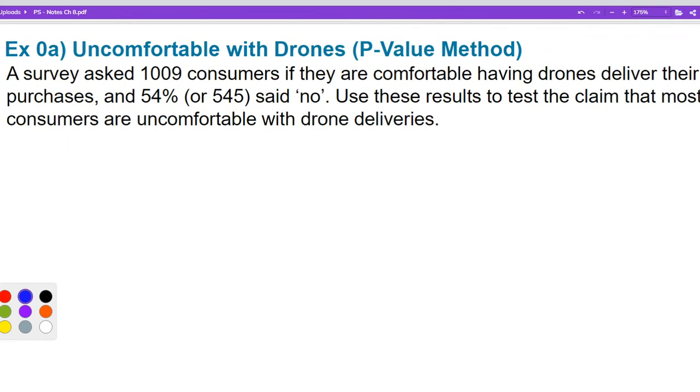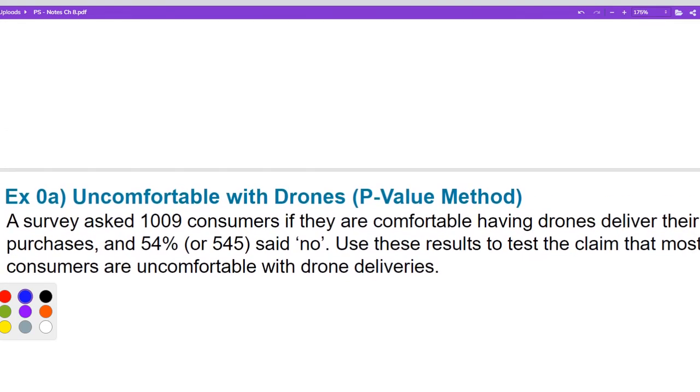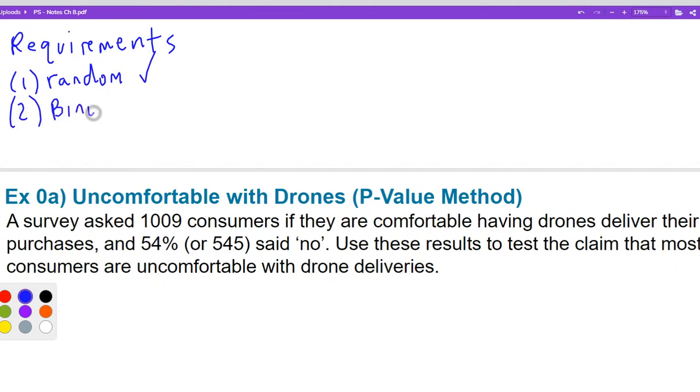Now, there's a requirement check, and you're not going to want to do it, but basically we're supposed to check the requirements each time. Requirement number 1 is it's got to be a random sample. And it is. Requirement number 2 is it has to be a binomial distribution. What that means is there's a fixed number of independent trials with 2 categories. And yes, it looks like there's 1,009 trials, and your 2 choices are they're either uncomfortable or they're not.